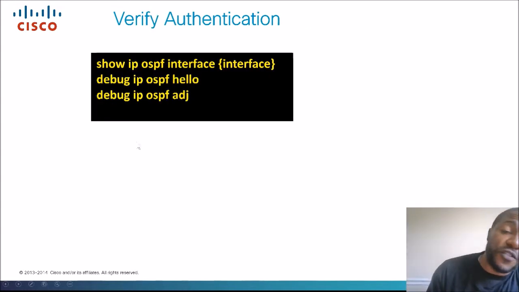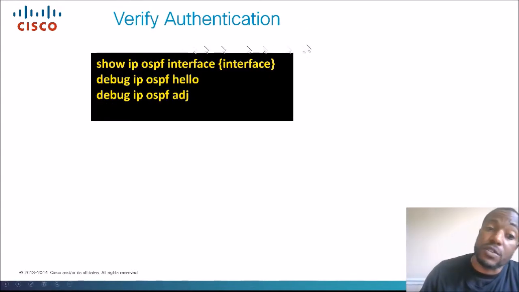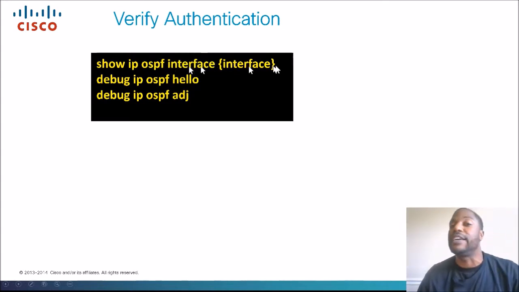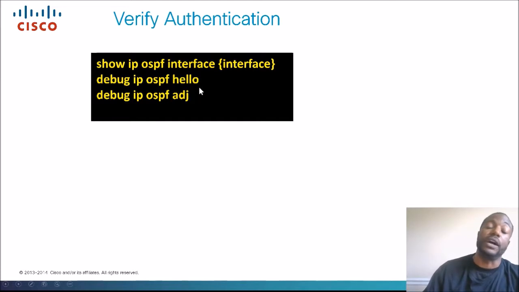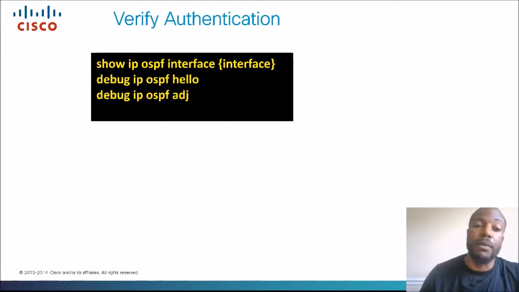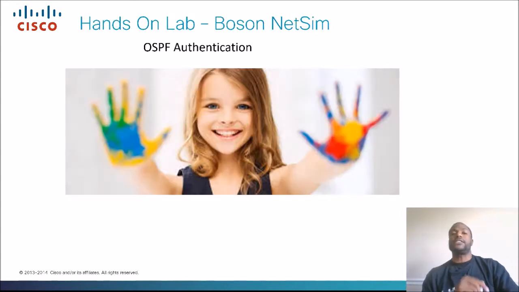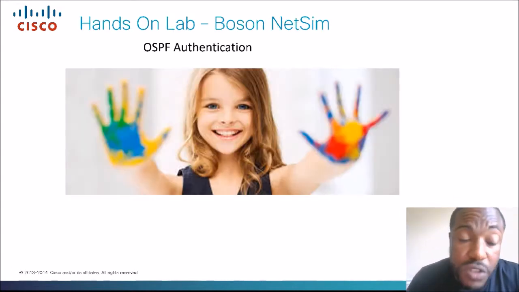These are the verification commands. I forgot about this one right here. It took me a minute to remember this one. Show IP OSPF interface. You could also do debugging and debug IP OSPF adjacency. Anyways, let's go ahead and launch the Boson NetSim and do some authentication.